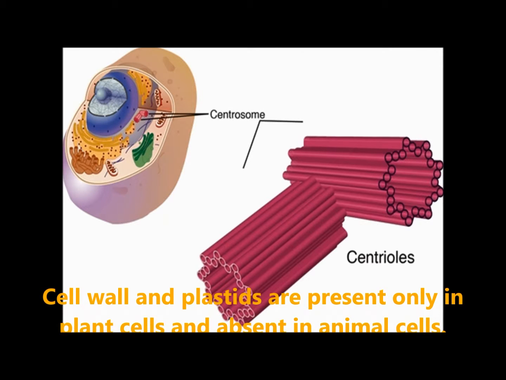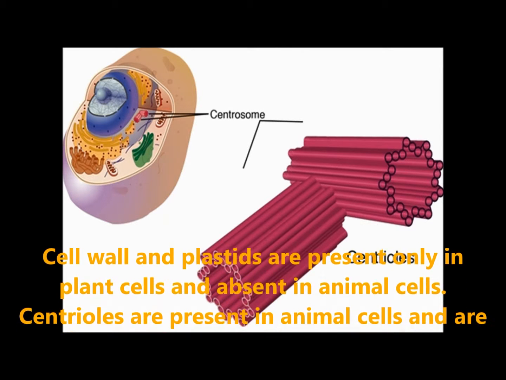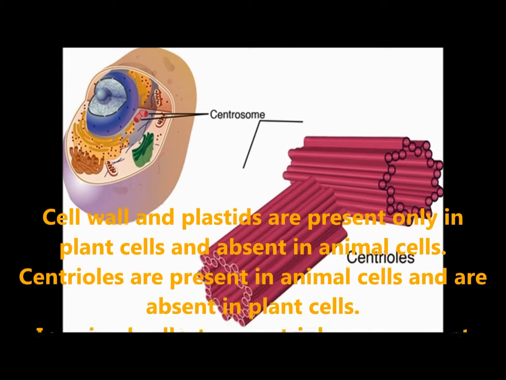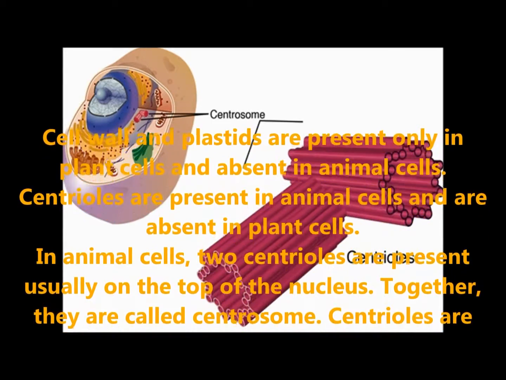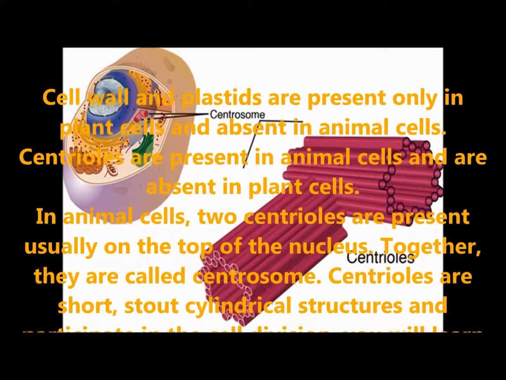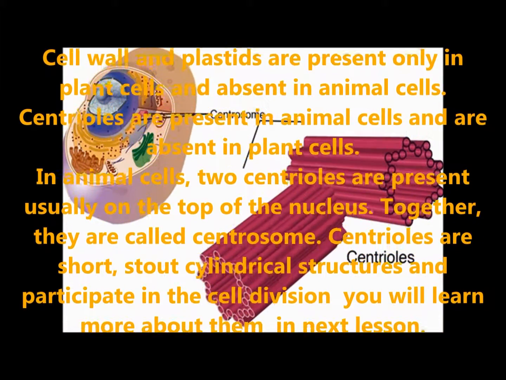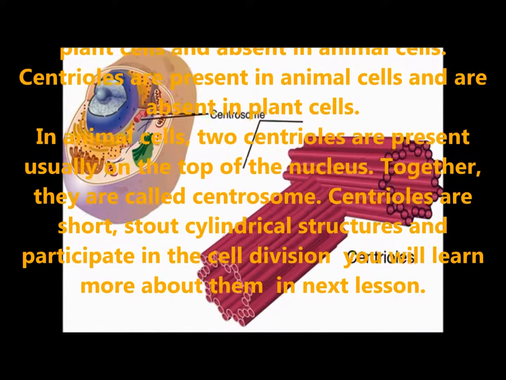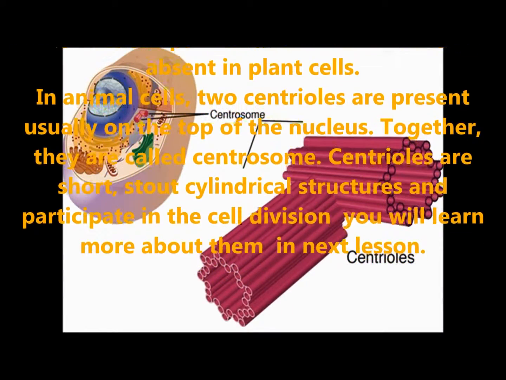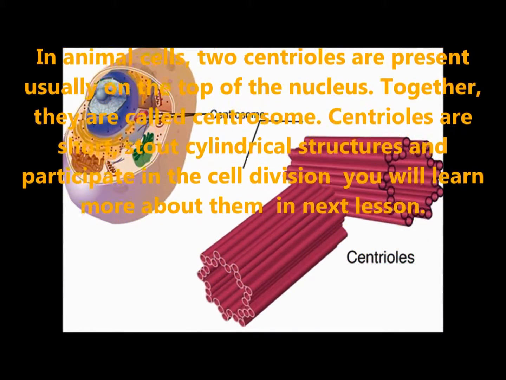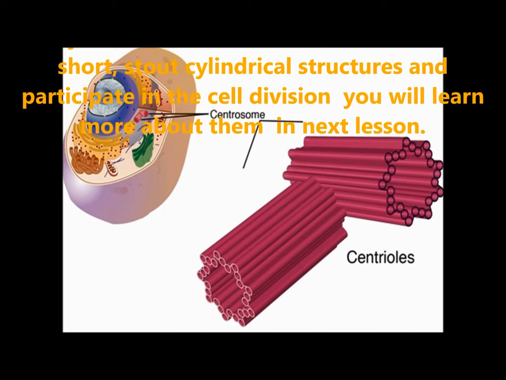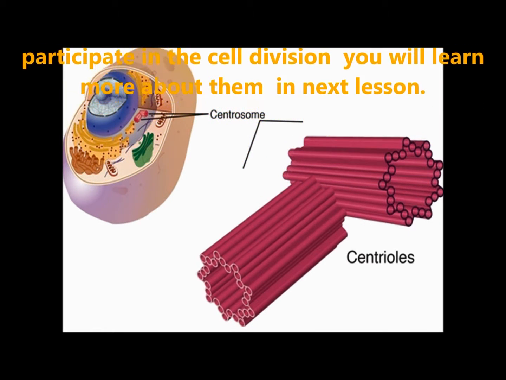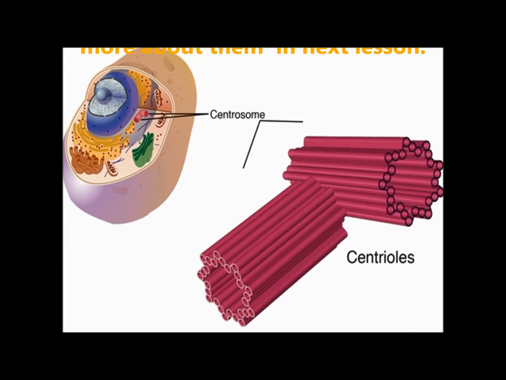Centrioles. Cell wall and plastids are present only in plant cells and absent in animal cells. Centrioles are present in animal cells and are absent in plant cells. In animal cells, two centrioles are present usually on the top of the nucleus. Together they are called centrosome. Centrioles are short, cylindrical structures and participate in cell division. You will learn more about them in the next lesson.